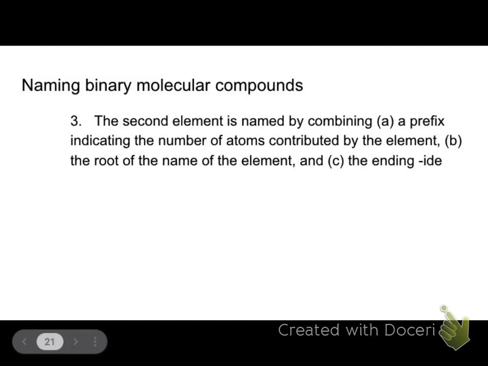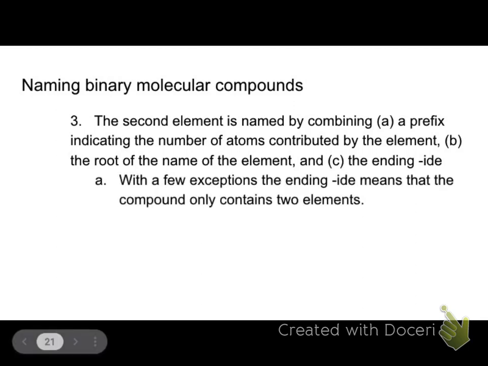Rule number 3, the second element is named by combining 1, a prefix that indicates the number of atoms contributed by that element, 2, the root name of the element, and 3, the ending "-ide". With a few exceptions, the ending "-ide" means that the compound only contains 2 elements. So you wouldn't put the ending "-ide" on if you had like 3 or 4 elements in your compound. We're just talking about binary molecular compounds, so all of the ones we do will have "-ide" on the end of them.